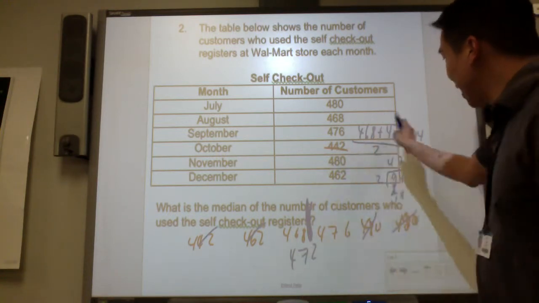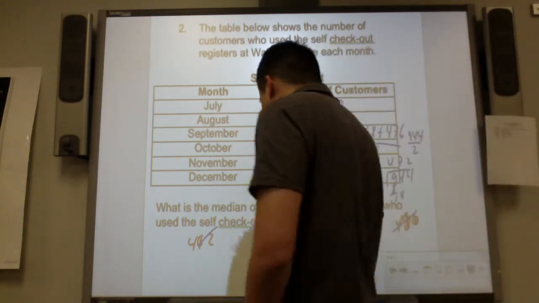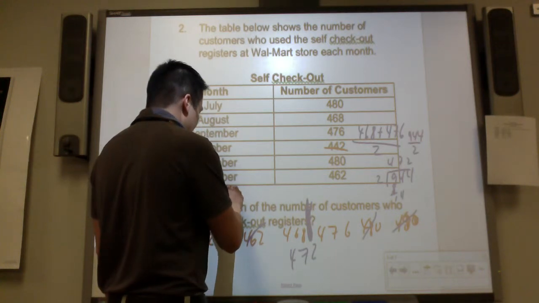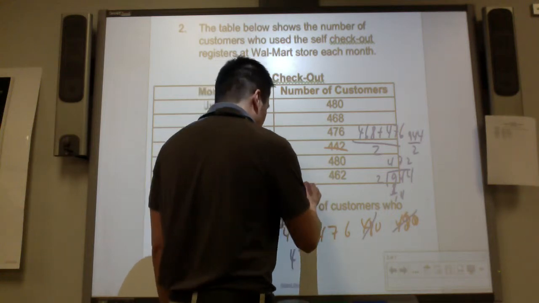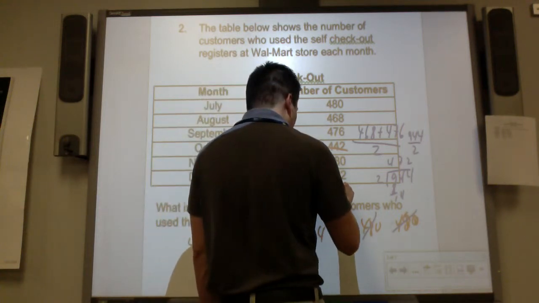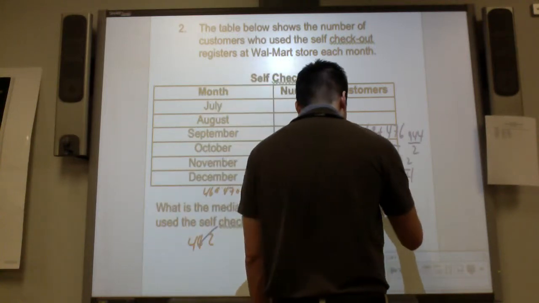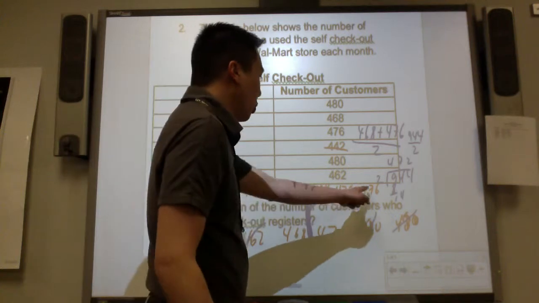Another way, if you do not want to do all this or find the average of it, you could do it this way. I'm going to teach it this way. What number comes after 468? 469, 470, 471, 472, 473, 474, 475, and we stop at 476. So it starts at 468 and goes all the way to 476.